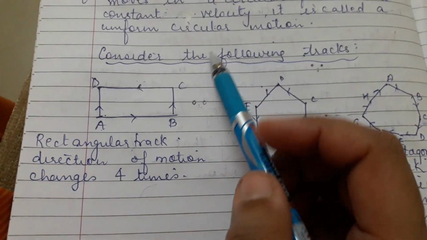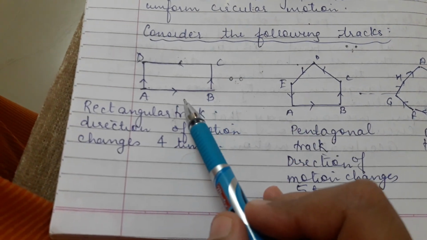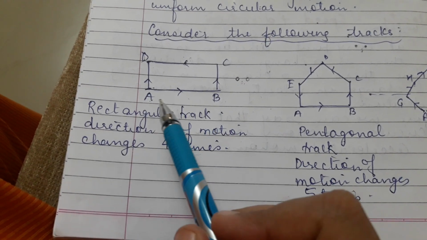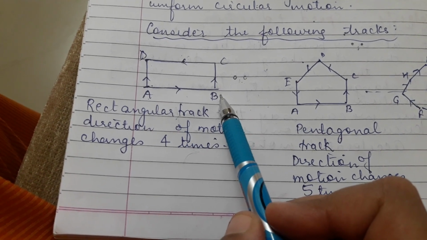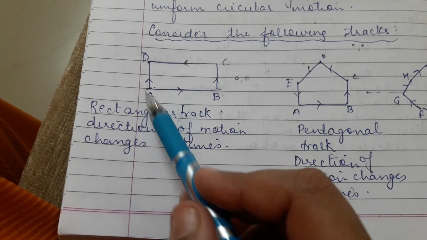As I told you, I have drawn the different tracks for you. Look at this first one, a rectangular track, in which there are four sides. You know, a rectangle has four sides. A, B, C, D are the four corners.